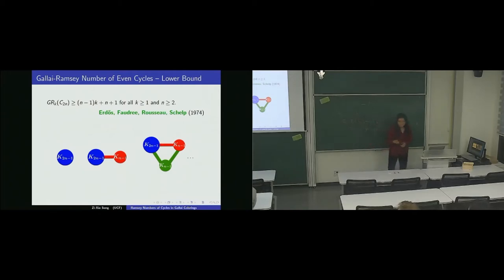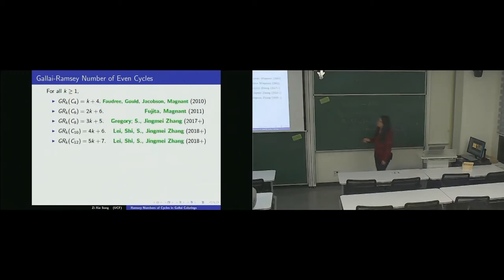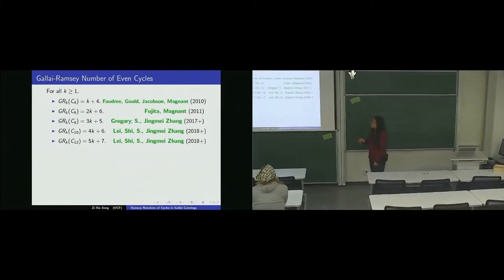Now this time, when we determined the Gallai-Ramsey number of all the cycles, we were very rich in terms of the number of vertices. We have exponentially many. For this one, we only have linearly many. These are the stories for even cycles before we completely solved it.